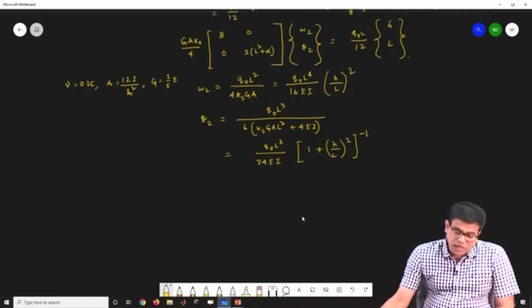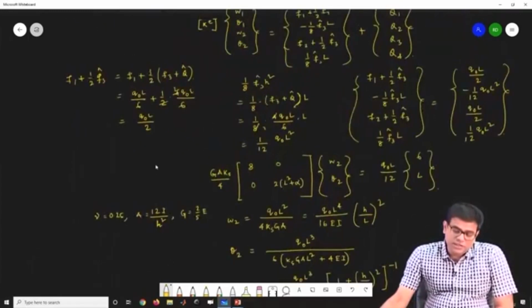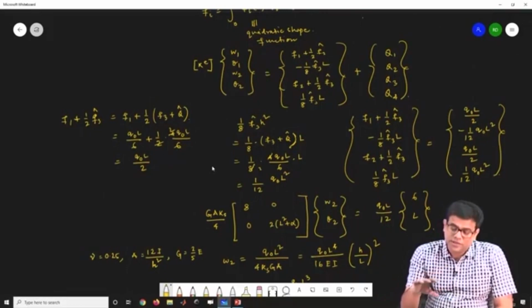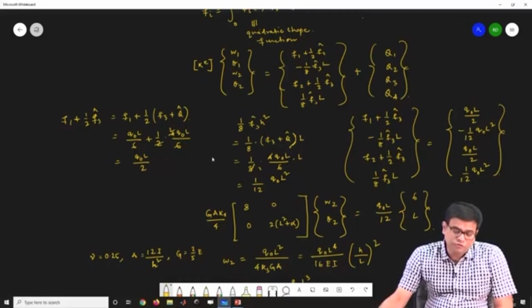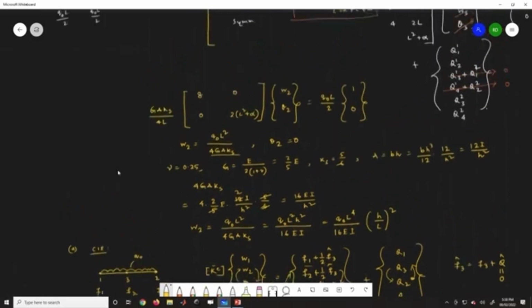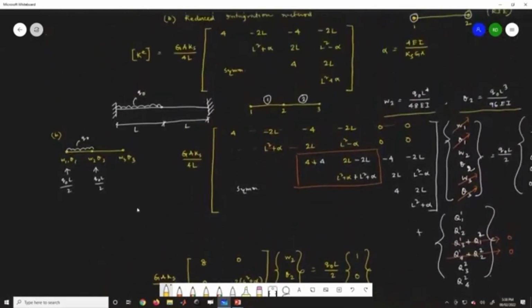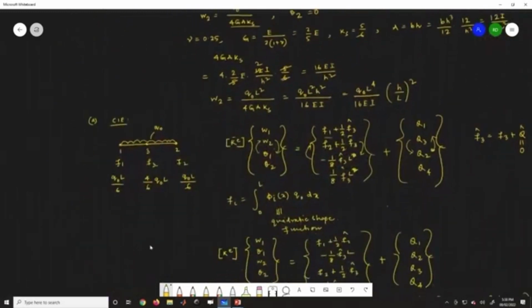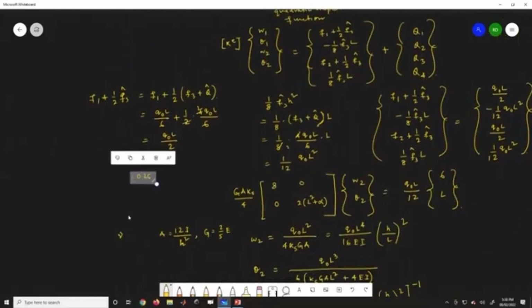Now here, in this problem we just saw how to do the stiffness matrix, how to do it with the different elements. That is your CIE, that is consistent interpolation, and your reduced integration element, where we just use the same interpolation. Now it was found that with this consistent interpolation or the reduced integration element, we can use the higher order element.